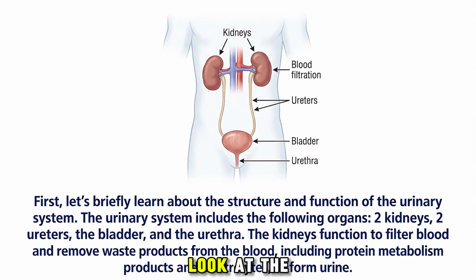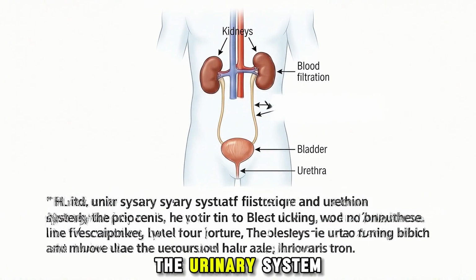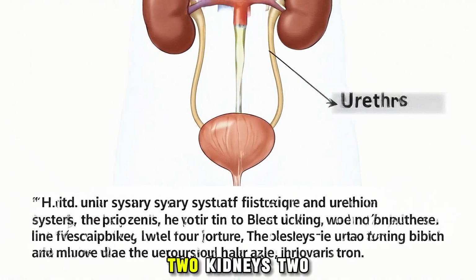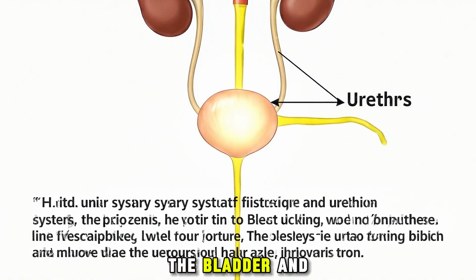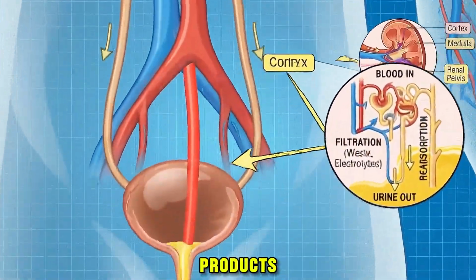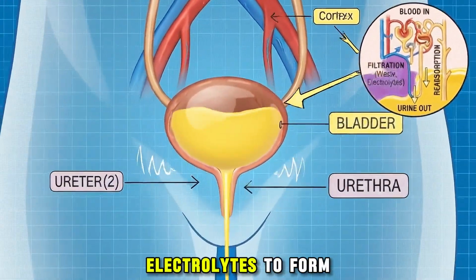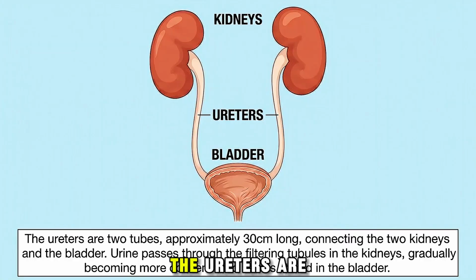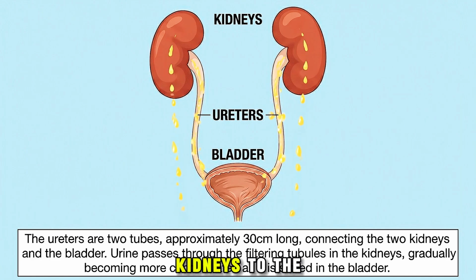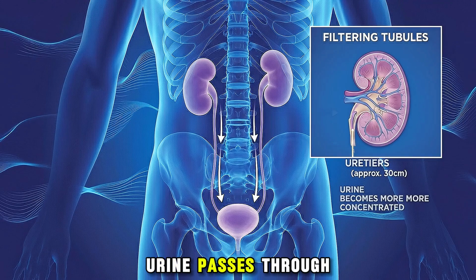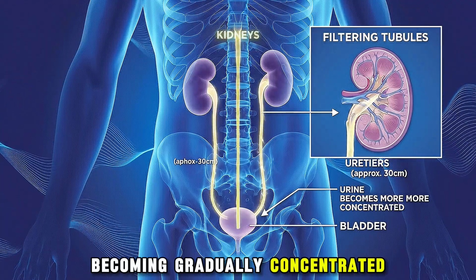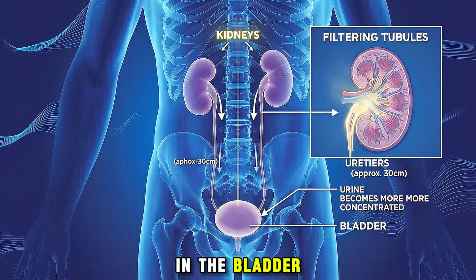First, let's briefly look at the structure and function of the urinary system. The urinary system consists of the following organs: two kidneys, two ureters, the bladder, and the urethra. The kidneys function to filter blood and remove waste products, protein metabolites, and electrolytes to form urine. The ureters are two tubes, about 30 cm long, connecting the two kidneys to the bladder. Urine passes through filtration tubes in the kidneys, becoming gradually concentrated, and flows down to be stored in the bladder.